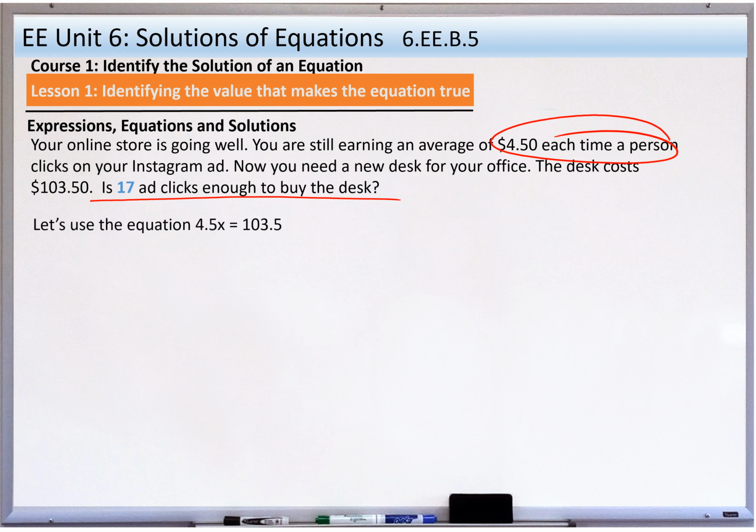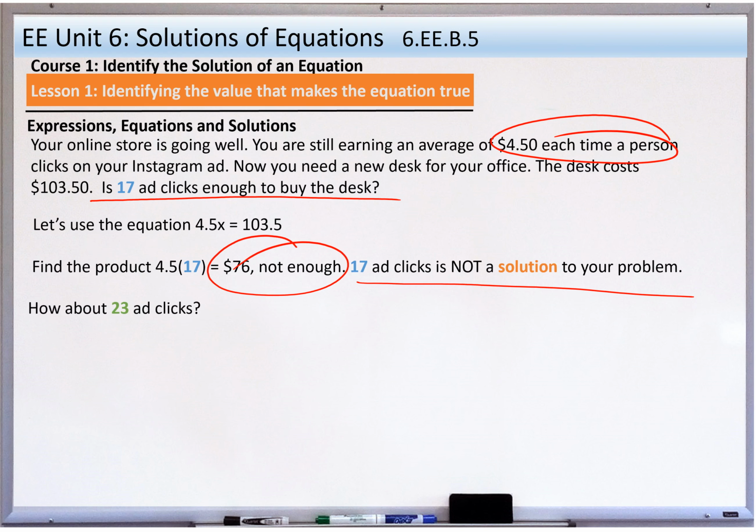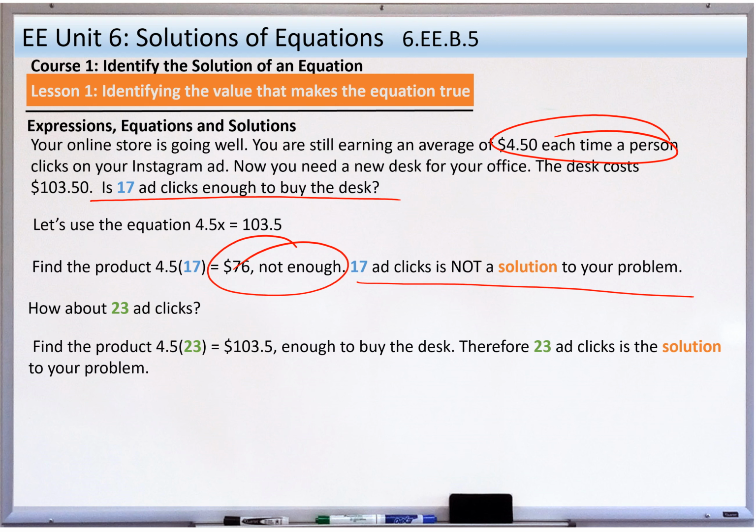So we're going to use the equation 4.5 times some number x equals $103.50. And we're going to plug in the number 17, and we see that that will only get us $76. So that means that 17 is not a solution. If I get 17 clicks, I didn't earn enough money to buy that desk. However, if I get 6 more clicks, that's 4.5 times 23. That would give me the $103.50 I need. Therefore, 23 sales, or clicks in this case, is the solution to my problem.